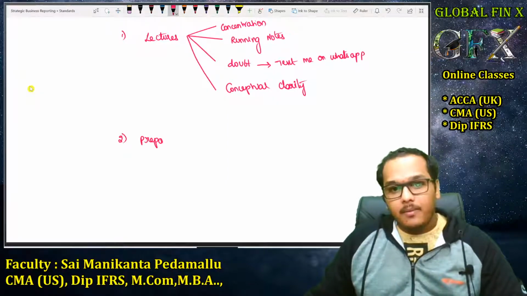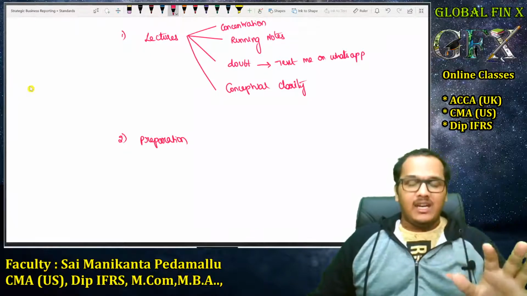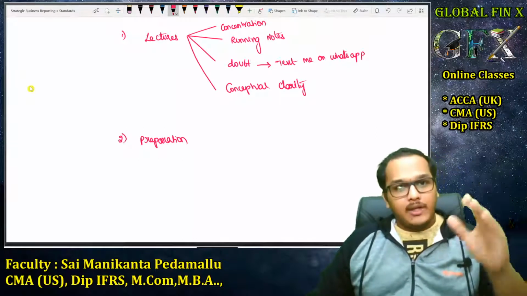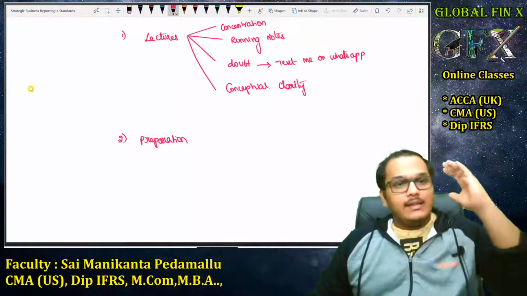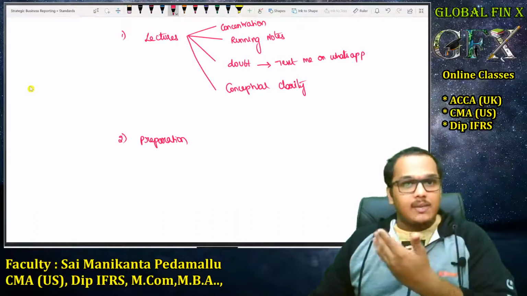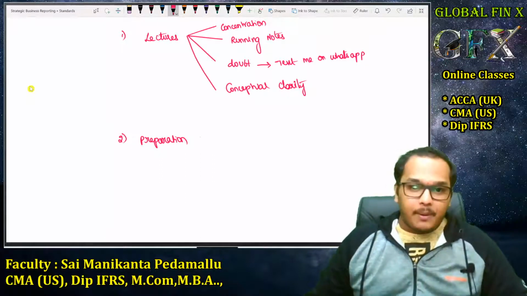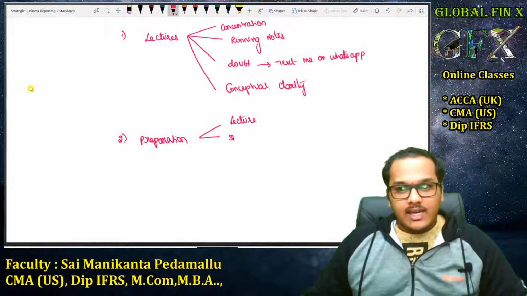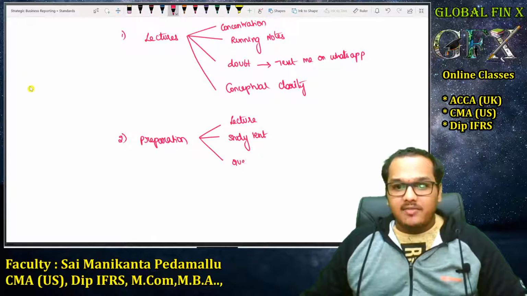Preparation. This is the area where 90% of the students do wrong. Definitely they make mistakes in the preparation strategy, because first they'll complete all the lectures, then they'll take their SBR study text, Kaplan or BPP, whatever they're following, and read the entire study text. Then they'll go to the exam kit and start doing the exam questions. Never ever do that. Preparation should be in this sequence: lecture, study text, and questions of that area.